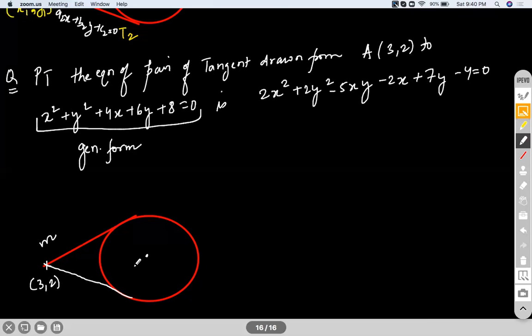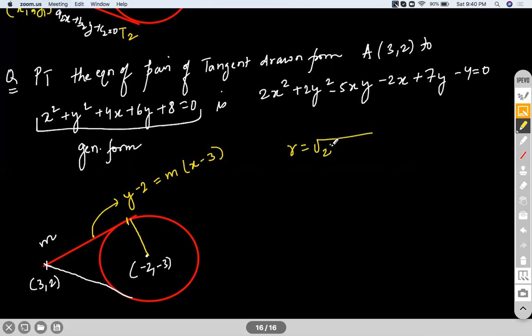Yeah, so you're right. The center of this circle is -2, -3. Now, if I say the slope of this line is m, can I say the equation of this line will be y - 2 = m(x - 3)? Correct? Can I say the distance of the center from this line will be equal to the radius of this circle? And what is the radius? The radius is √5.